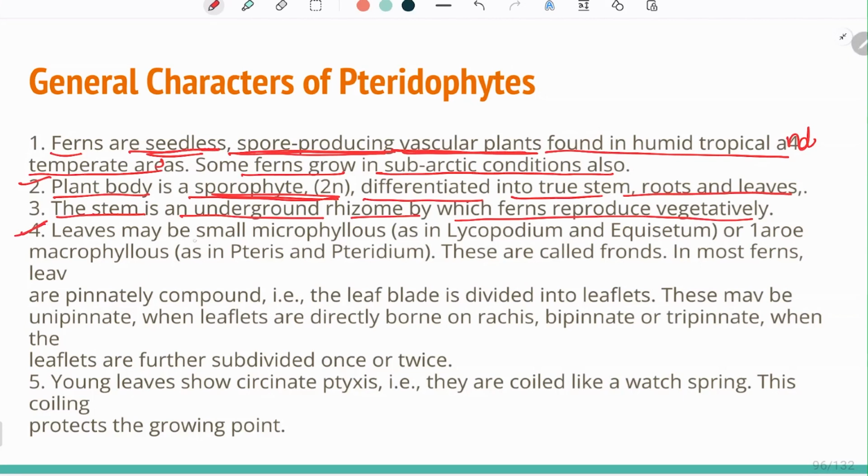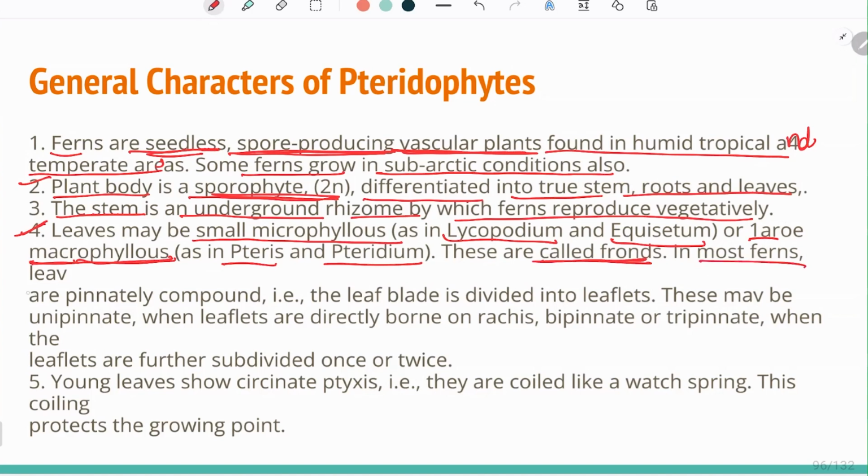The leaves can be very small, microphyllous. Micro means small and phyllis means leaves, as in Lycopodium and Equisetum. Or they can be macrophyllous. Macro means large, as in Pteris and Pteridium. When the leaves are large, they are termed fronds.